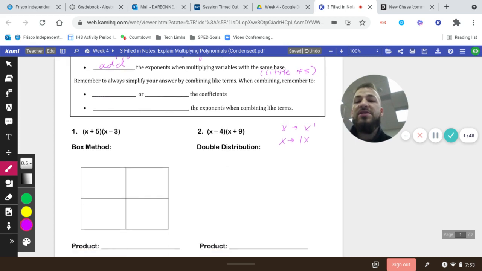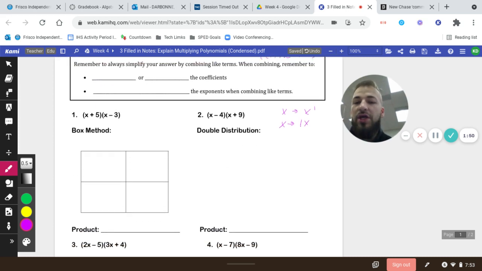So let's explore this a little more. We're going to look at the box method first. Number 1, box method: we have x plus 5 times x minus 3. First things first, you want to put both of your binomials, they're binomials because they have two terms, on the outside of your box. So x and positive 5, and x and negative 3.